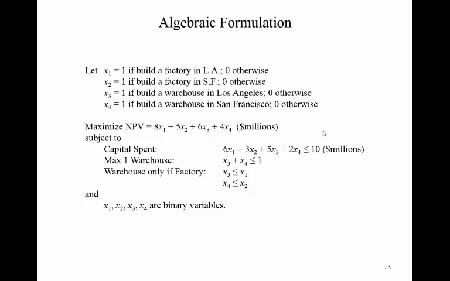So what that means is only if x1 is equal to 1 can x3 take on a value of 1. That's that constraint. x1 is greater than or equal to x3. So in this way, again, you're only allowing one of the variables to take on a value greater than 0 if the other one has necessarily taken on a value of 1. So that's the case for both, again, building a warehouse in San Francisco as well as building a warehouse in Los Angeles. And we're going to declare all the variables to be binary.